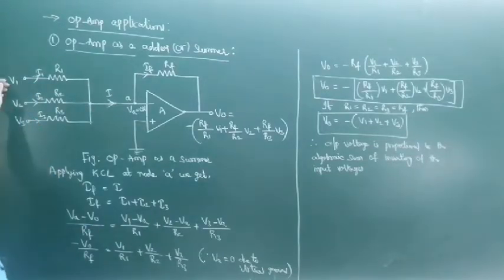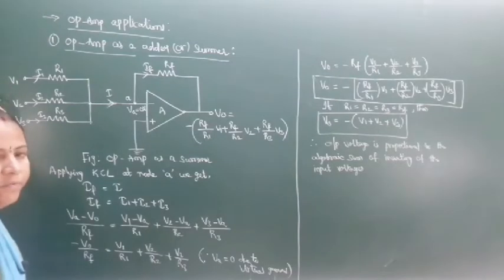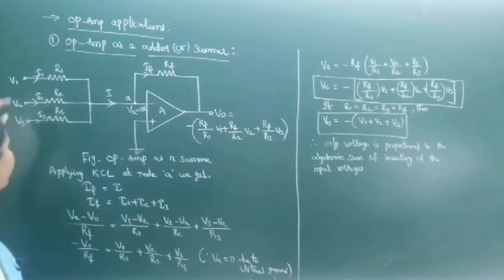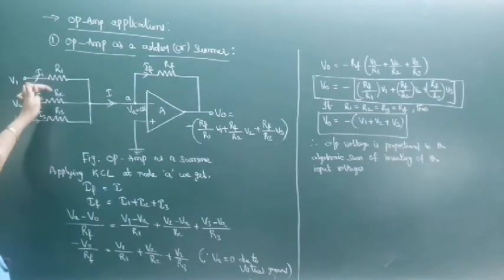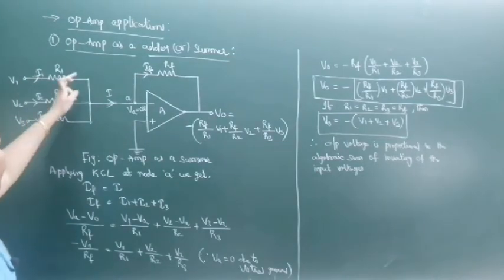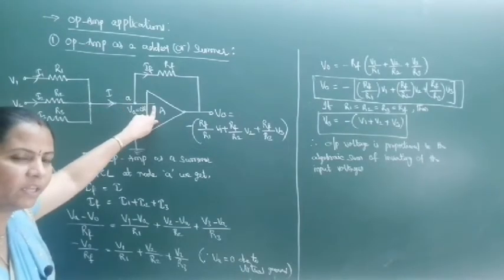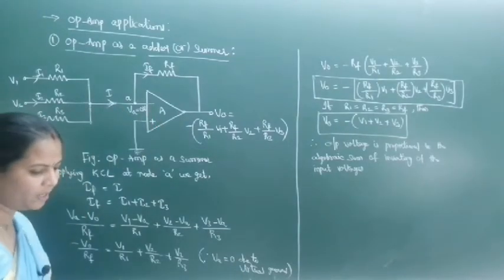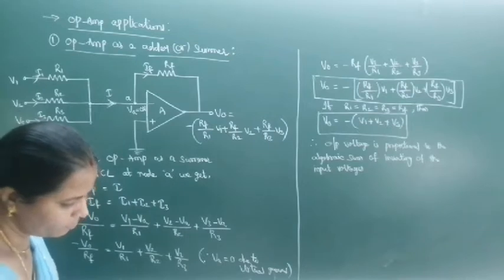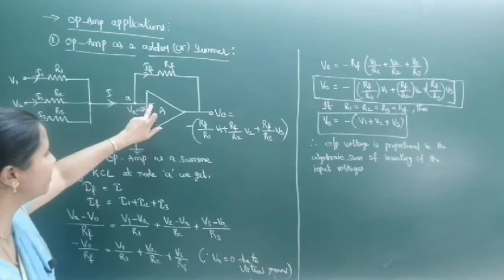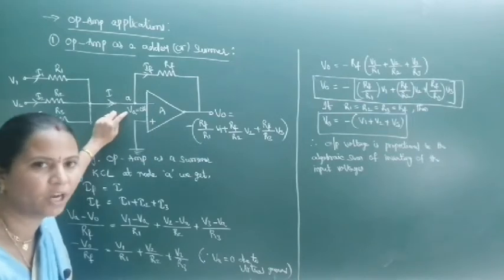Here we are giving the three inputs V1, V2 and V3 to the inverting terminal of the op amp, and they produce the currents I1, I2, I3. Here we are connecting three resistors R1, R2, R3 combined, and it is connected to the inverting terminal of the op amp. The inverting terminal of the op amp is connected at virtual ground.